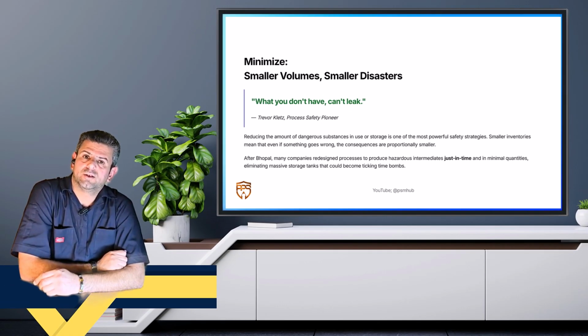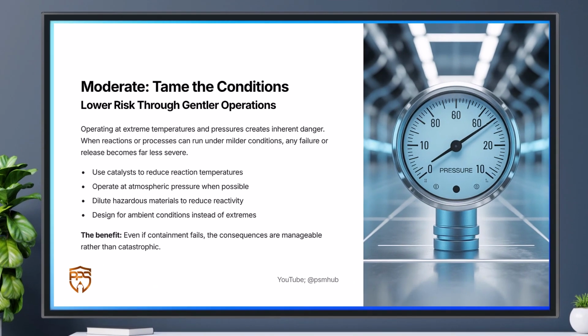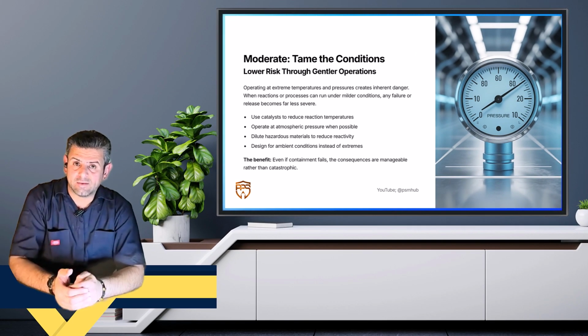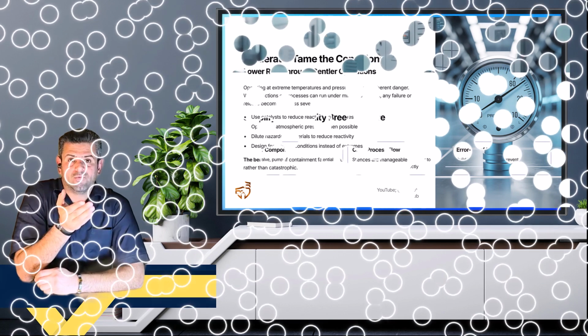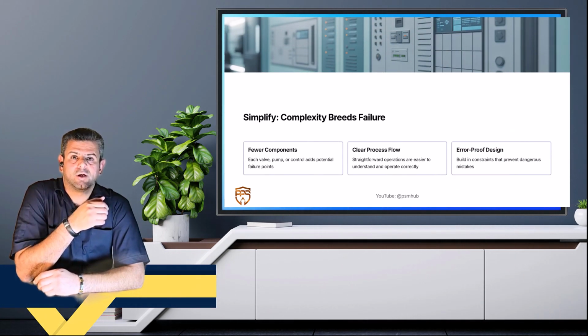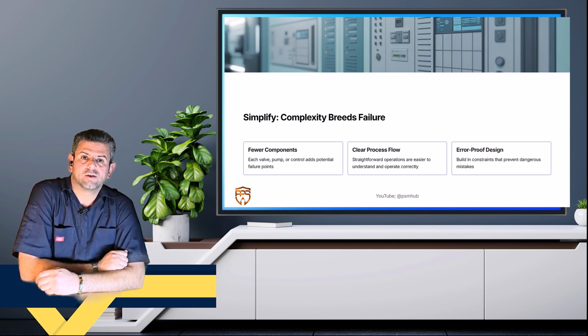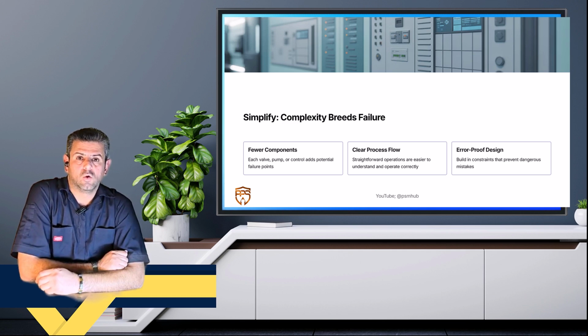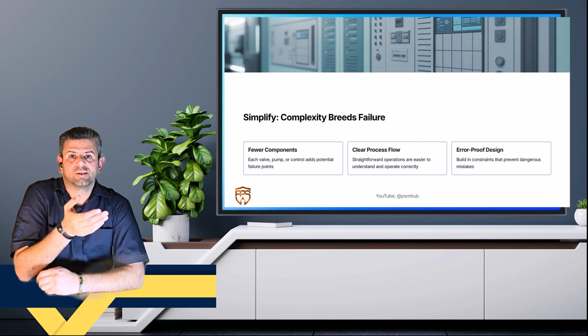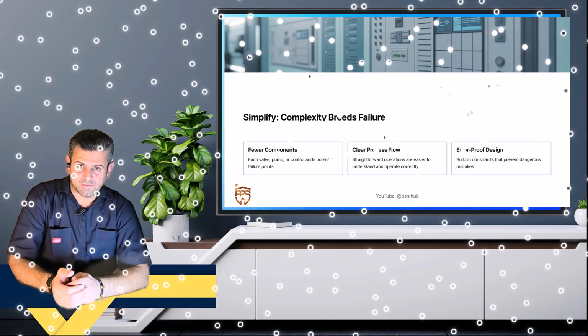The third strategy is moderate, which means using milder conditions, lower pressure, lower temperature, or a more dilute mixture, so that any release or failure is less severe. The next strategy is simplify, which means designing procedures to be as straightforward and error-proof as possible. Complexity can create unexpected failure modes or human errors. Simpler systems are often safer by nature.